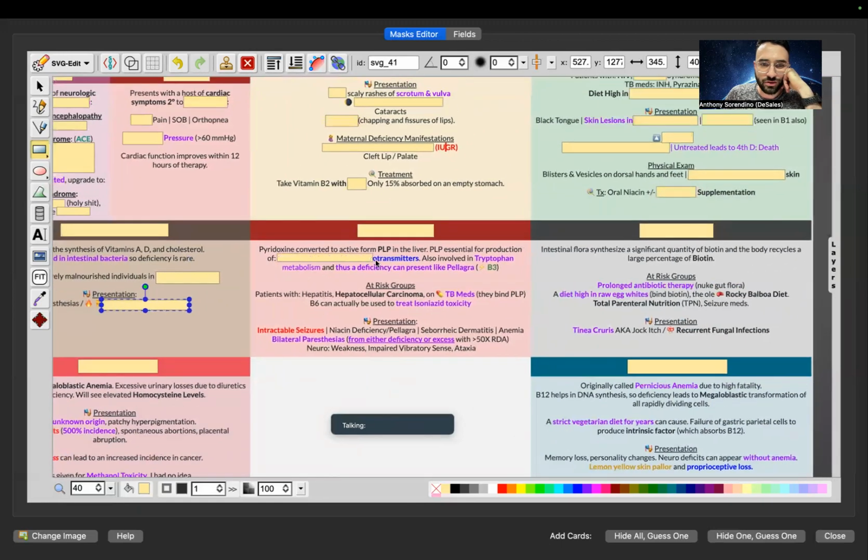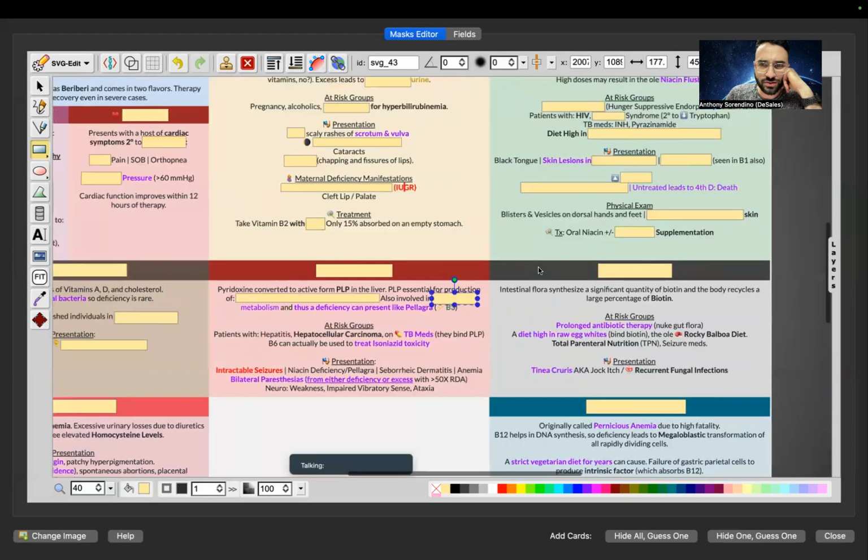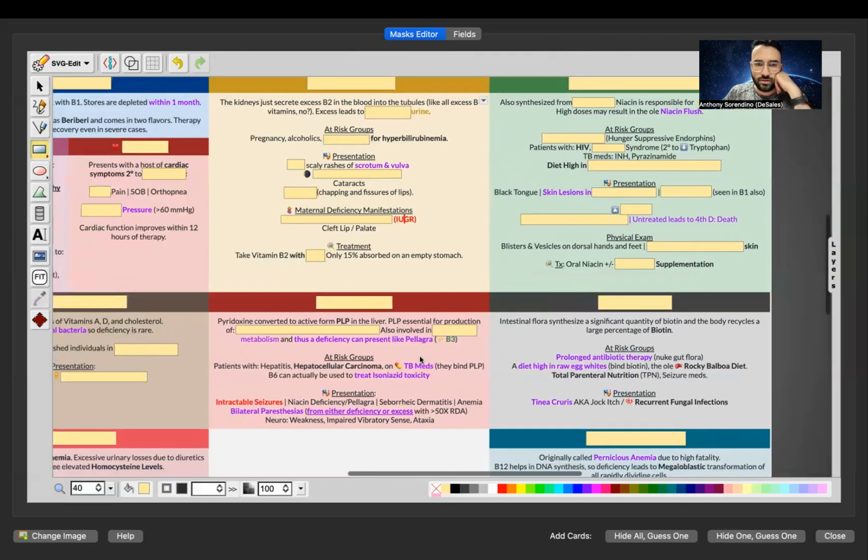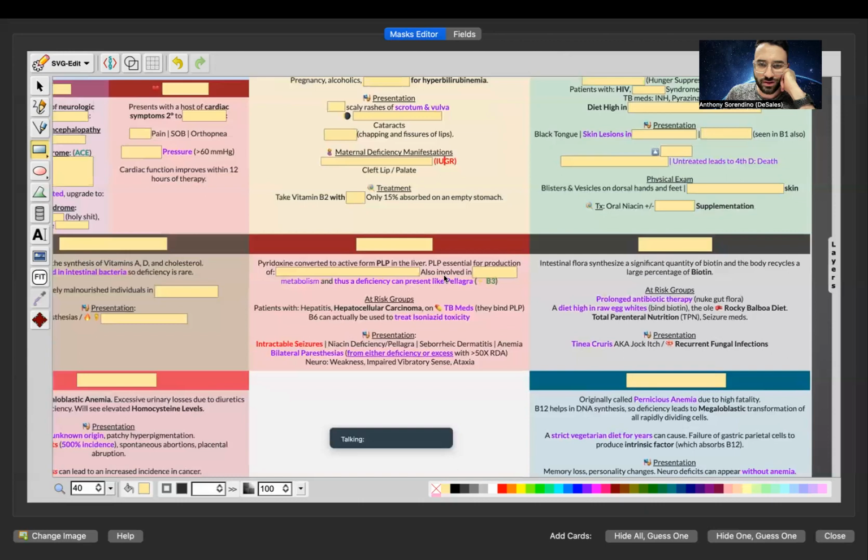Production of all these neurotransmitters and catecholamines, I think, is important for 1, 2, 3, skip 4. So for B6, this pyridoxine. Also knowing tryptophan is here, I think is interesting. So let's link those. Fish that can present like pellagra.